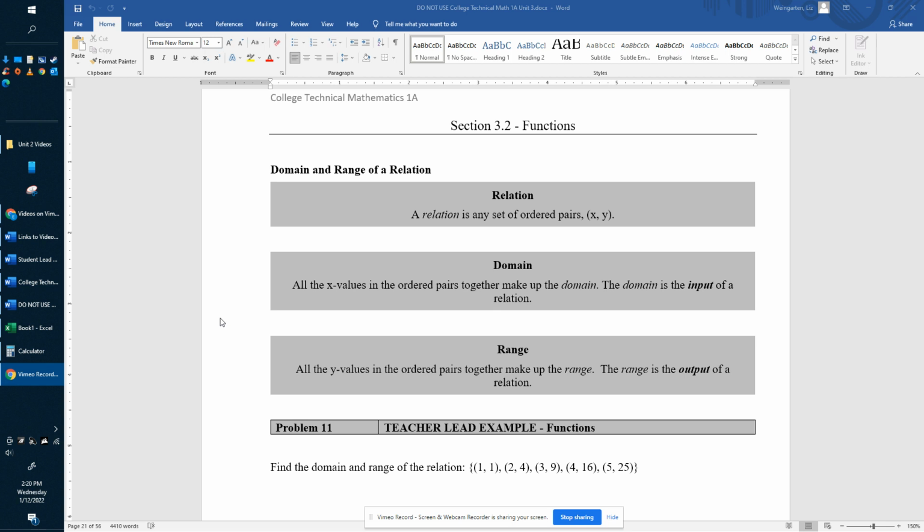So a relation is what we've been working with. It's nothing new, it's just another new name for something that we already know about. The domain is all of the x values in the relation, all of the inputs. So you remember when we were plugging in our x values for our quadratic equations, our x was always our input. We got to pick what we wanted to put in for x. The range is the output. The range is our y values.